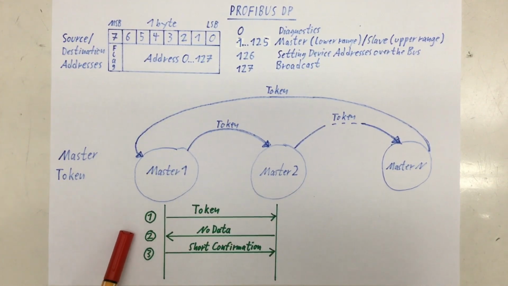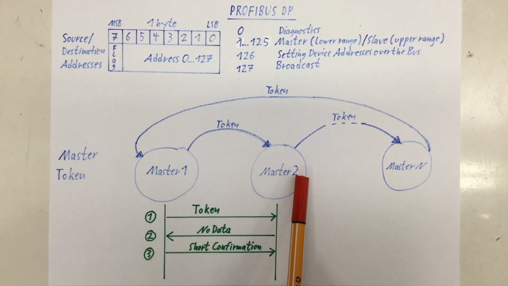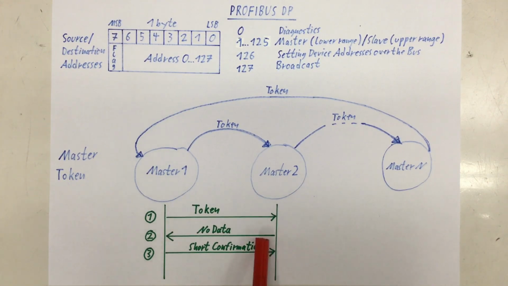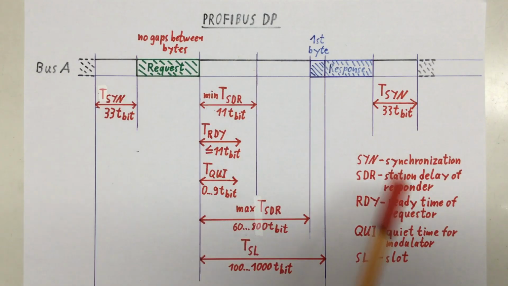Passing the token from one master to another, here for example from master 1 to master 2, takes 3 telegrams. First, master 1 sends over a token telegram to master 2, and then master 2 confirms that it has received the token telegram by sending back a no data telegram to master 1. And master 1 confirms that it has received the no data telegram by sending over a short confirmation telegram to master 2. Yeah! Now for the timings.